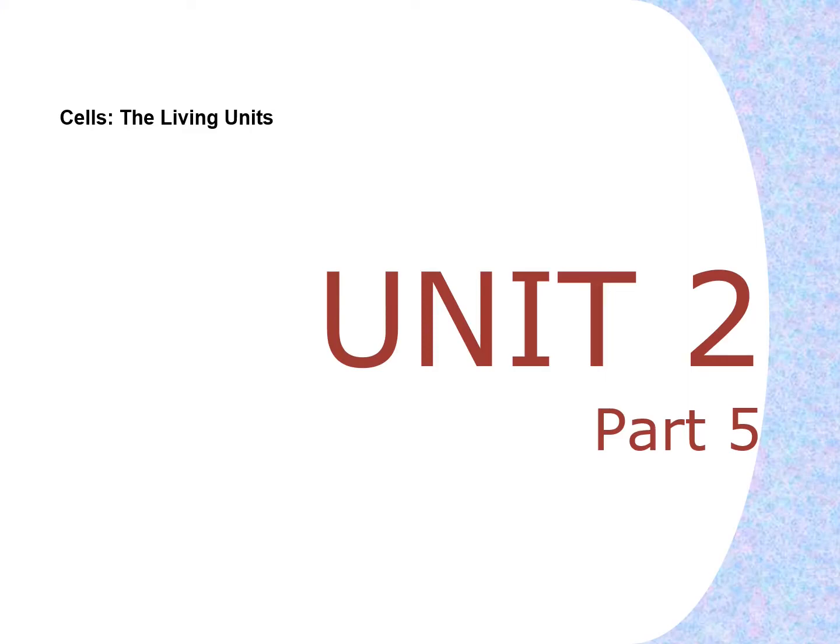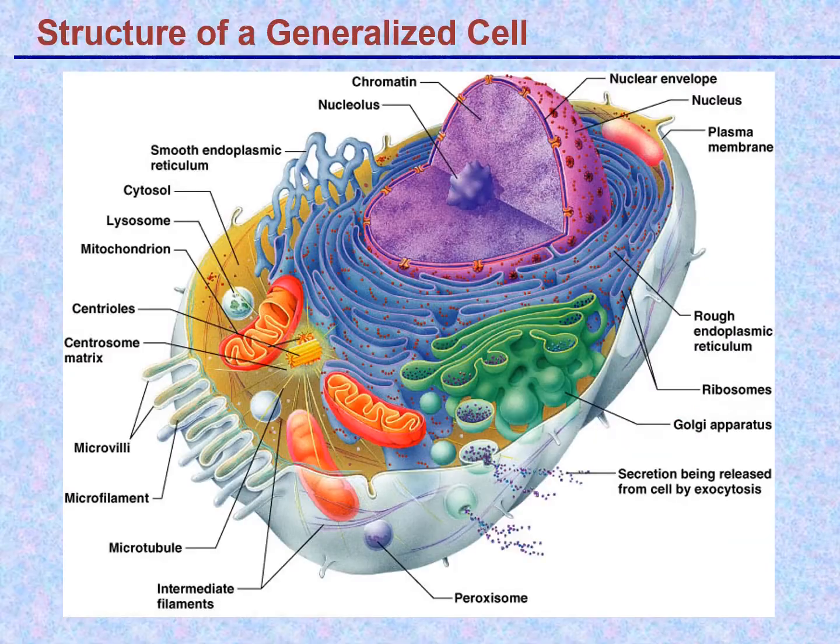This is Unit 2, Part 5. So I talked about this, I believe, earlier. This is a generalized model of a cell, or a diagram of a cell. We're going to go through in more detail each of these components that make up a cell.